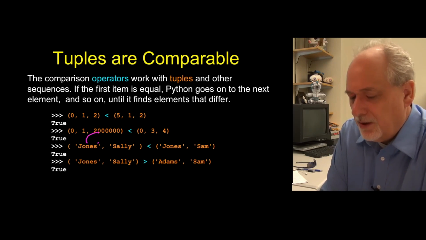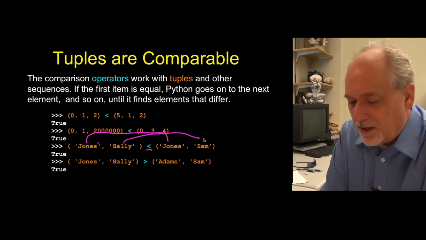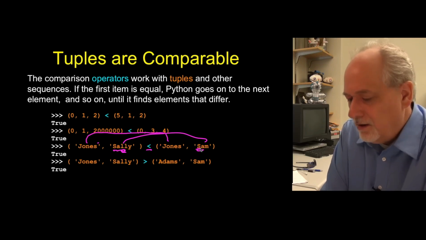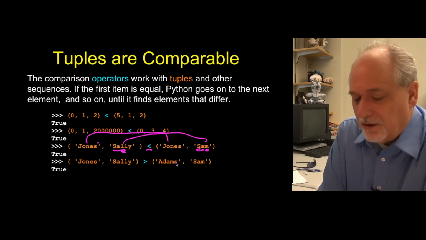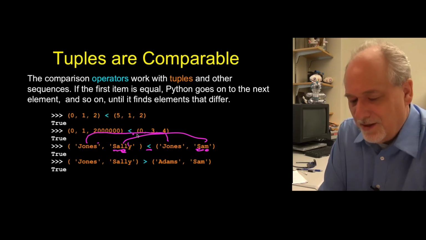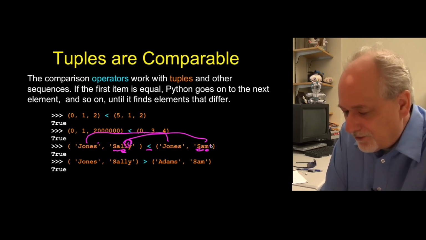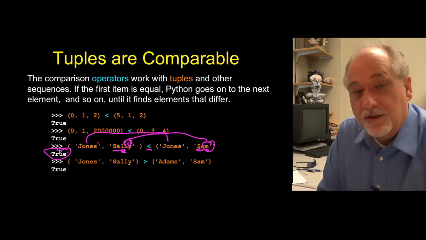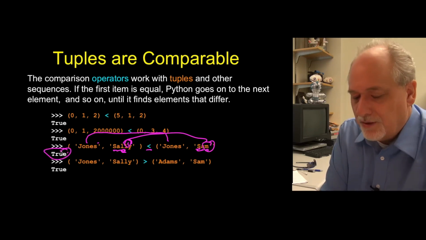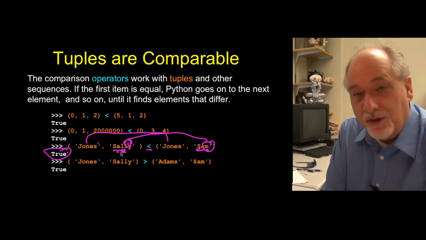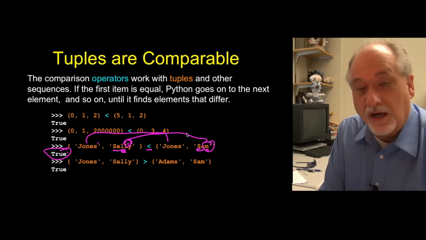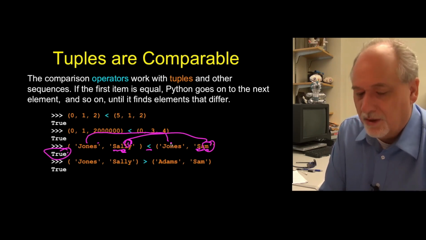Again, we start with the first one, so Jones, Sally, well, that's the same, so we don't know the answer yet. And so Sally, Sam, well, okay, S, oh, they're the same. A, they're the same. O, L, and M. L is less than M, so the actual letter that makes the difference here is the L and the M, and leads to us being true. And so it goes left to right, and even when it's doing strings, it's going left to right. That's just how string comparison works.